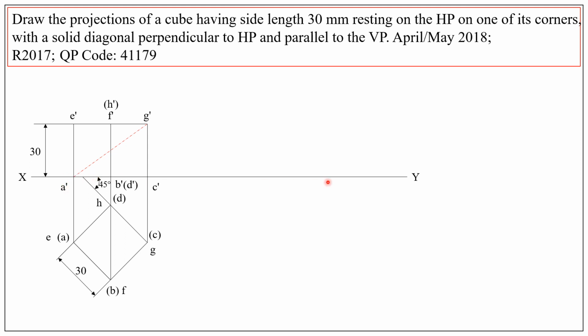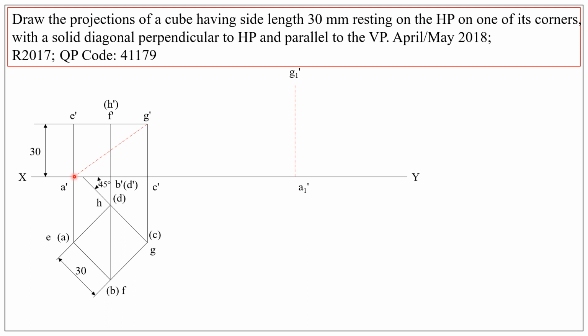Therefore, draw a perpendicular line, that means a line perpendicular to XY, whose length is equal to A dash G dash. So measure this length A dash G dash and draw a perpendicular line to XY, and as per our discussion, A dash is the point resting on the horizontal plane.